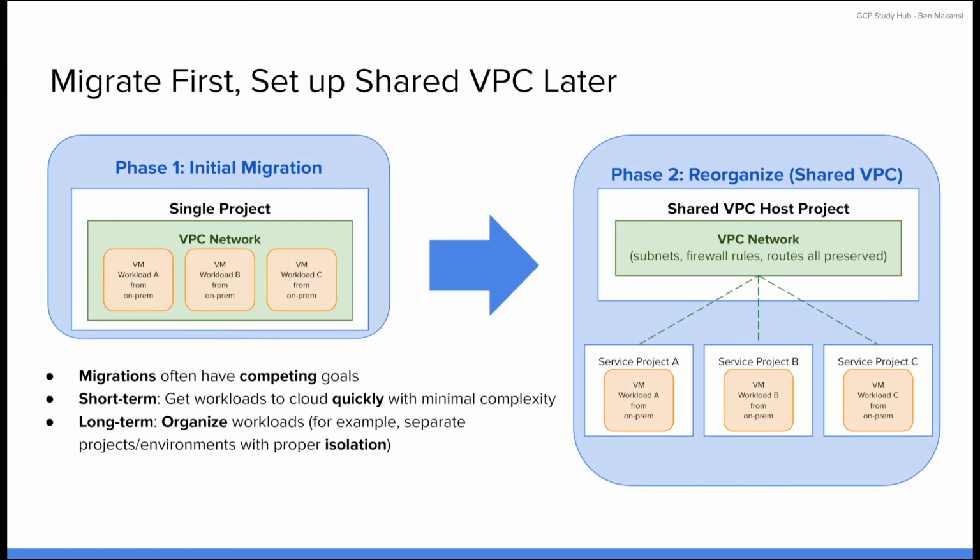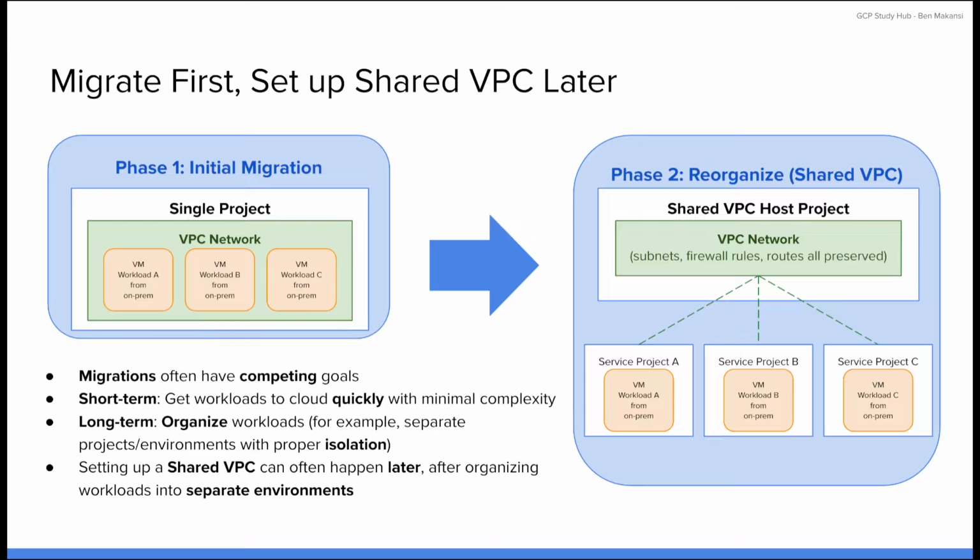And then in the long term, we organize our workloads, for example, separate projects or environments with proper isolation. Once things are running, you can reorganize thoughtfully, and setting up a shared VPC is often part of that. So that can often happen as part of that later stage, after organizing workloads into separate environments.